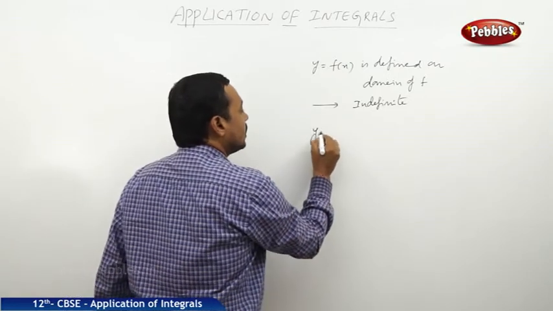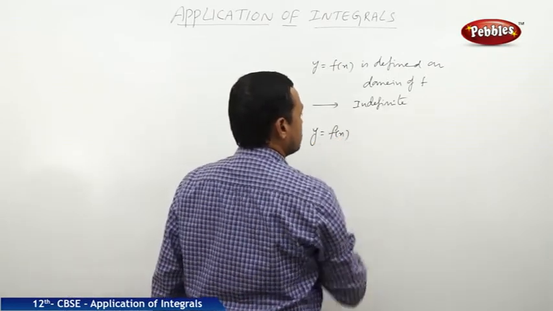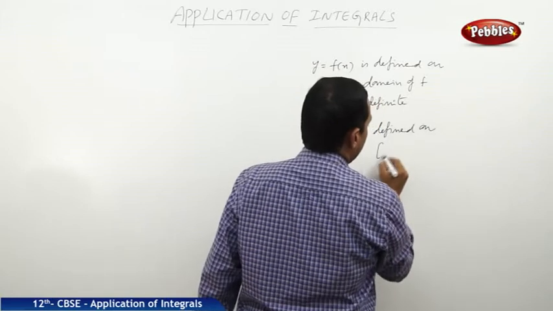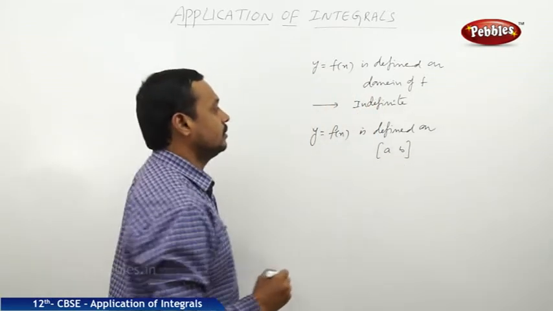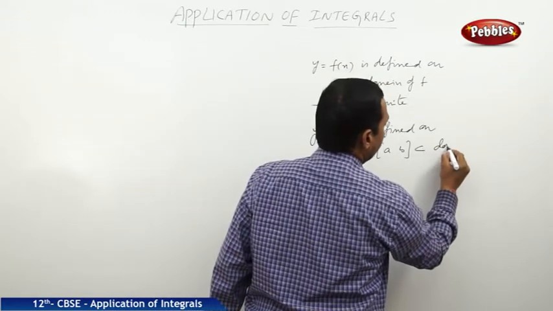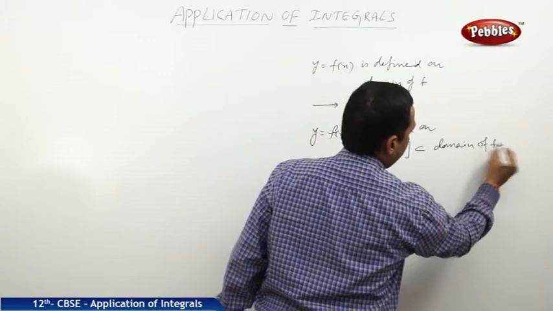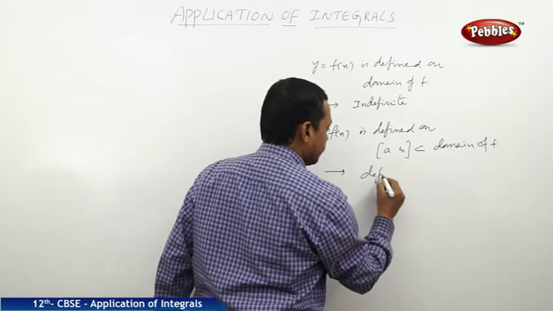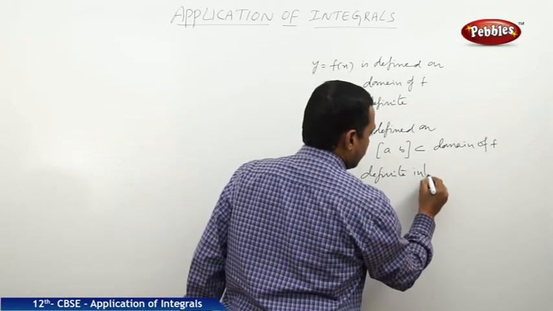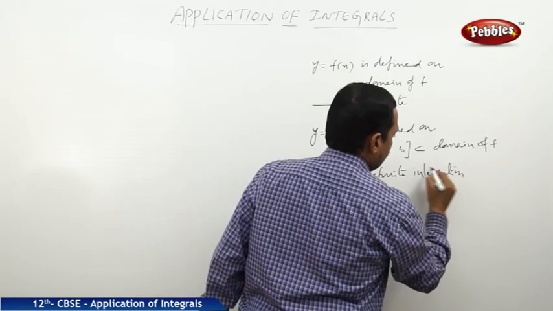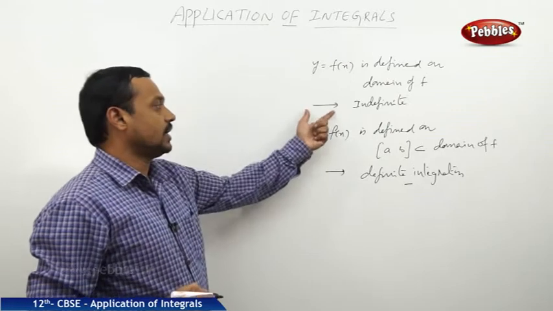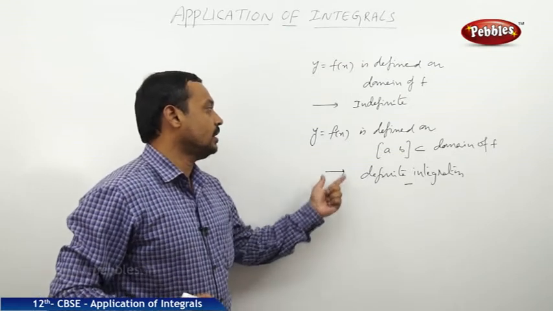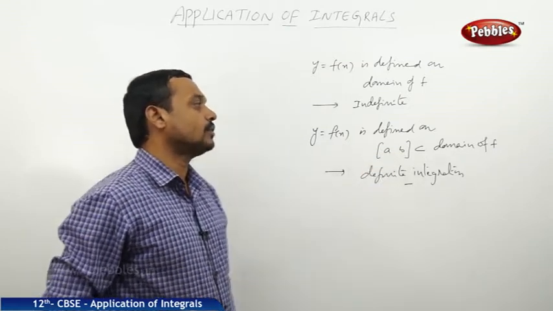Suppose the integration of y is equal to f of x is defined on an interval a to b, which is a subset of the domain of f, it is called definite integration. Already you studied indefinite integration and definite integration earlier. Now, what is the definite integration? It is defined on the interval a to b, which is a subset of the domain of f.